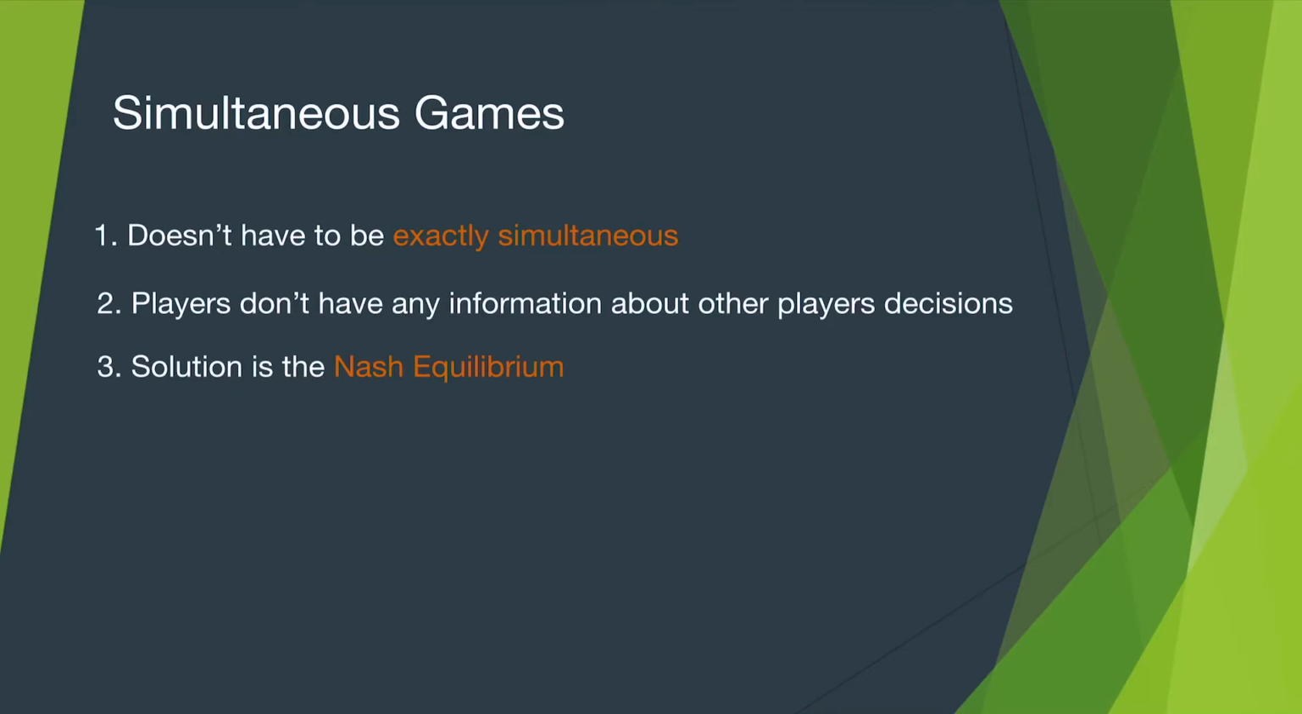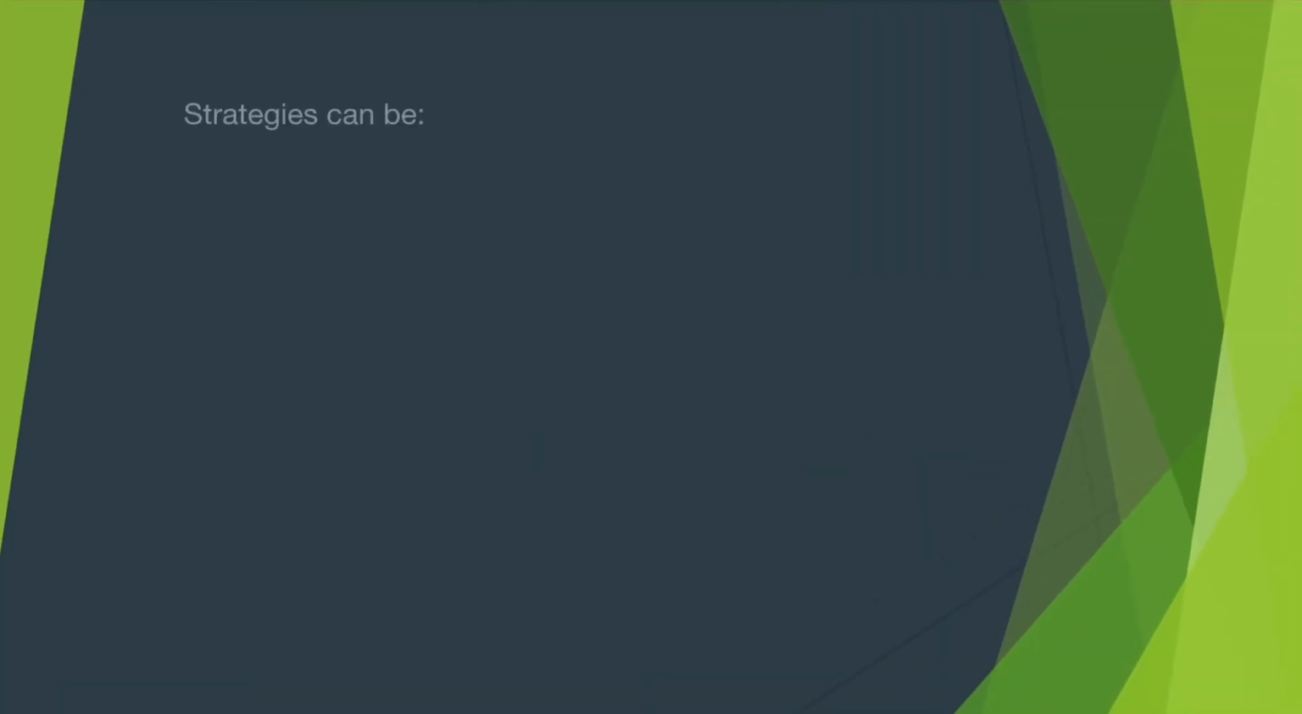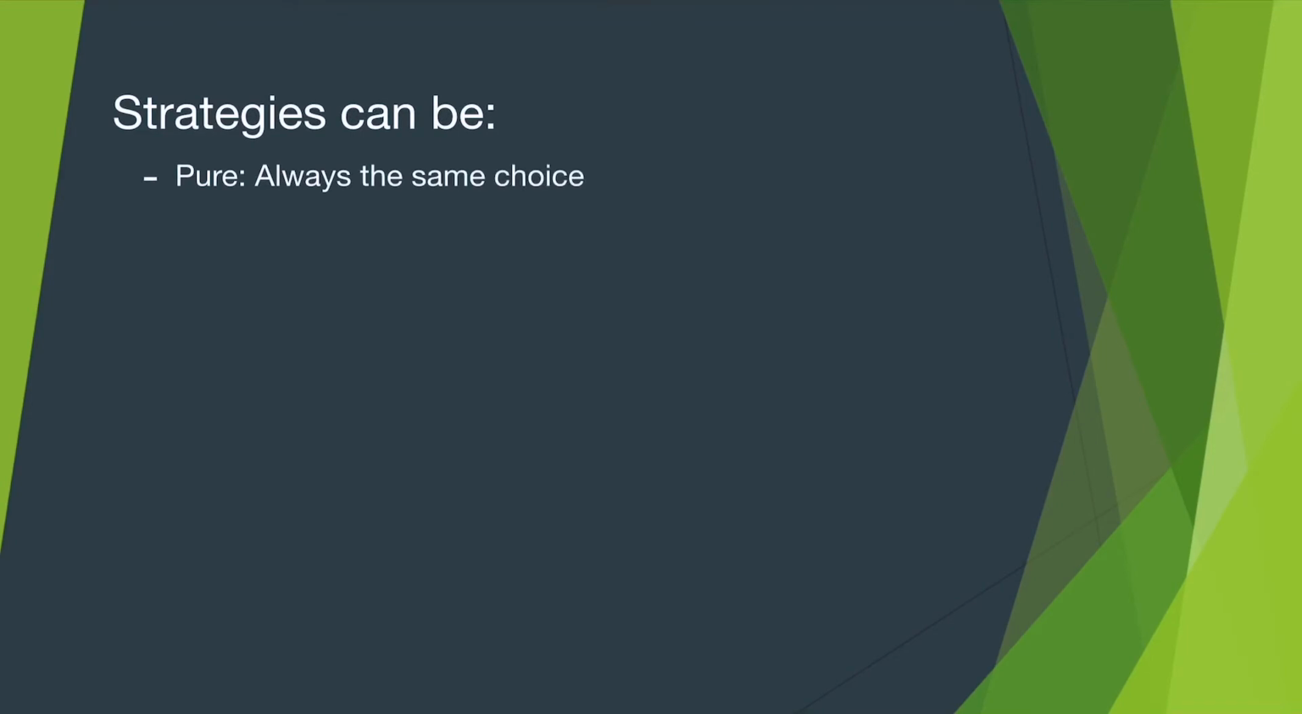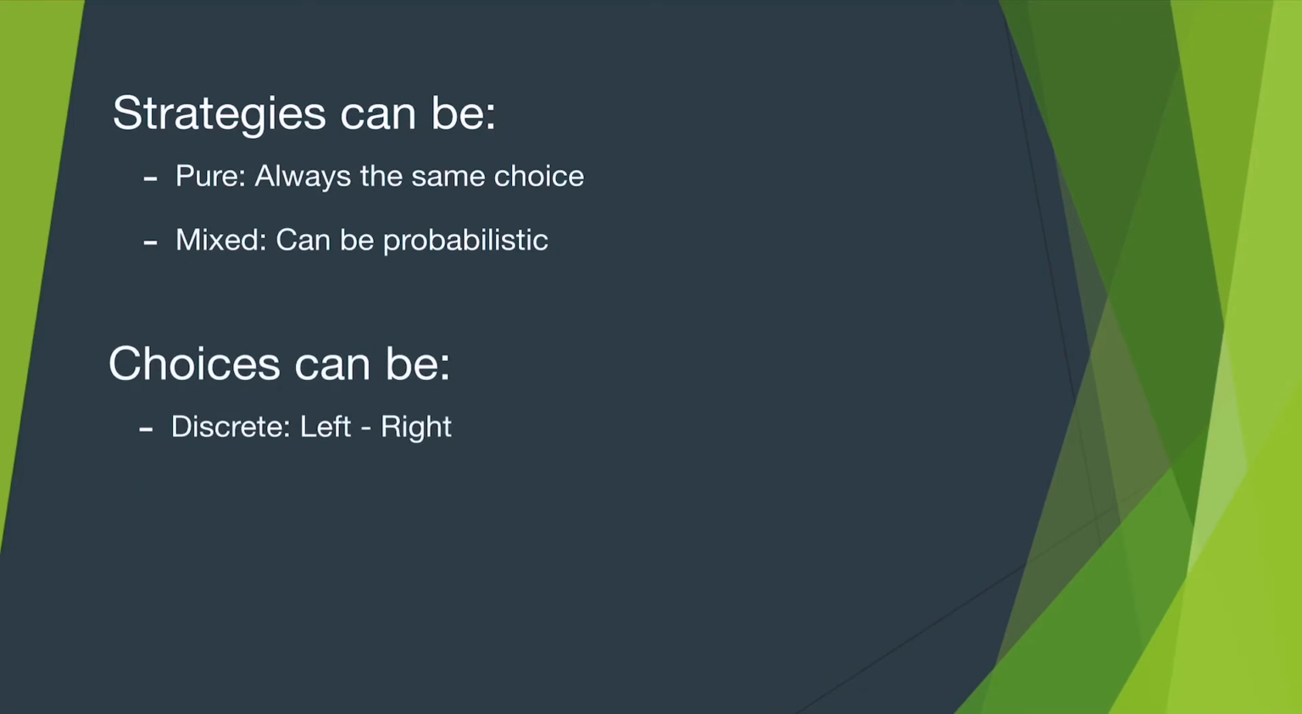In simultaneous games, strategies can be pure or mixed. Mixed strategies are based on probability. It's like 50% left, 50% right. There is no certainty. And the choices can be discrete, as well as continuous. For instance, left or right are discrete choices, and price is continuous. You can decide wherever you want between $100 and $500.